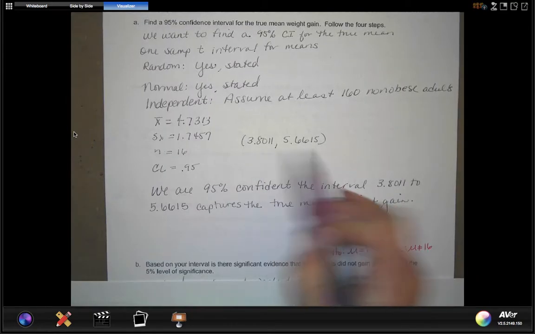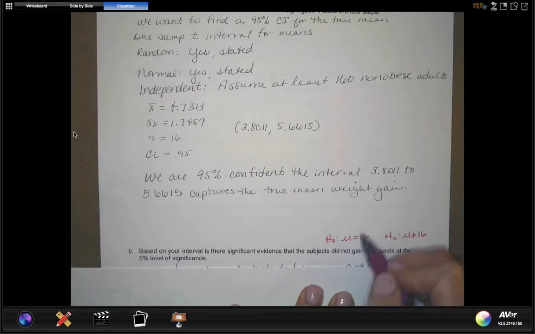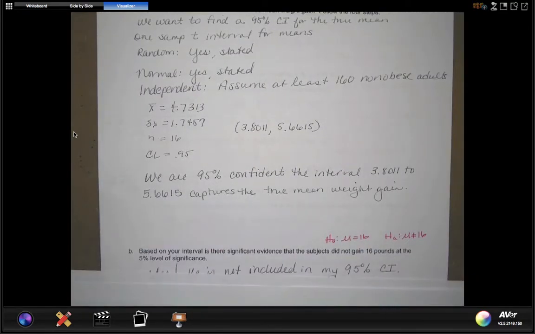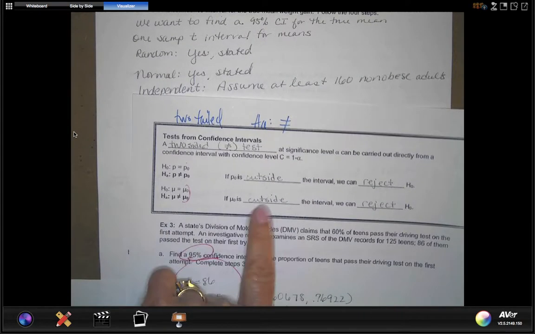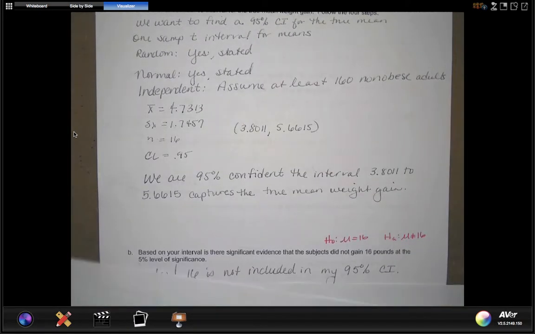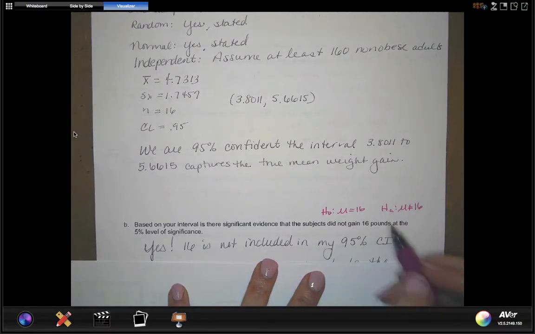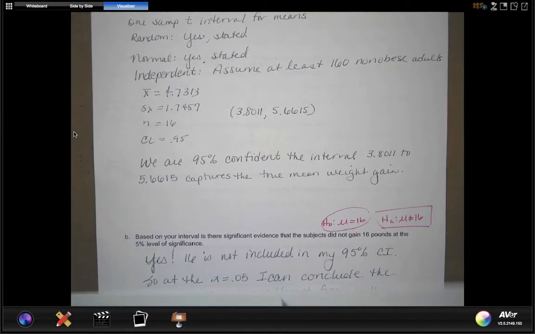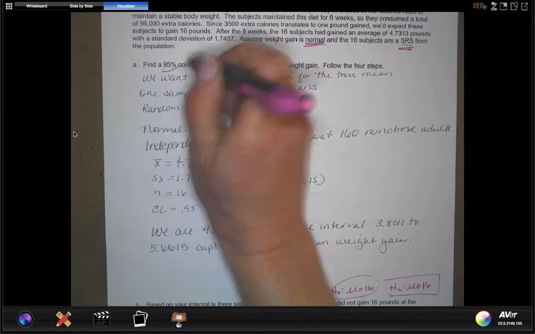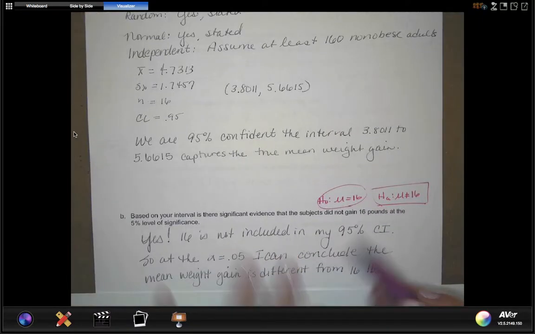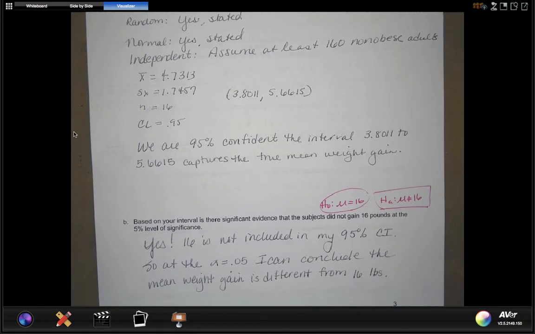Is 16 in this interval? No, it's not. So, like I said back here, if the mean is outside the interval, we're going to reject. So here I would reject H0, and I would conclude that the mean is different. So yes, 16 is not in my interval. So at the 0.05 level, again, 1 minus that, I can conclude the mean weight gain is different from 16 pounds.